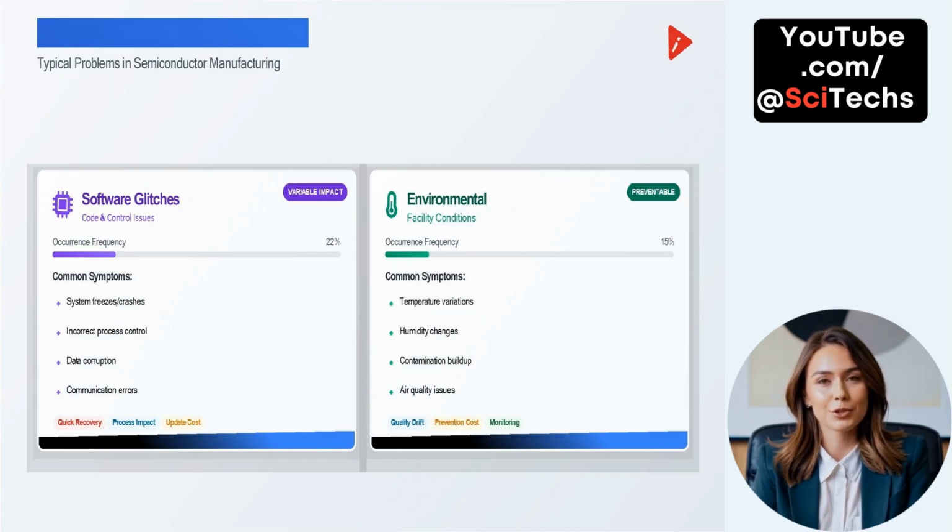These include temperature variations and humidity changes, which affect process stability and material properties.